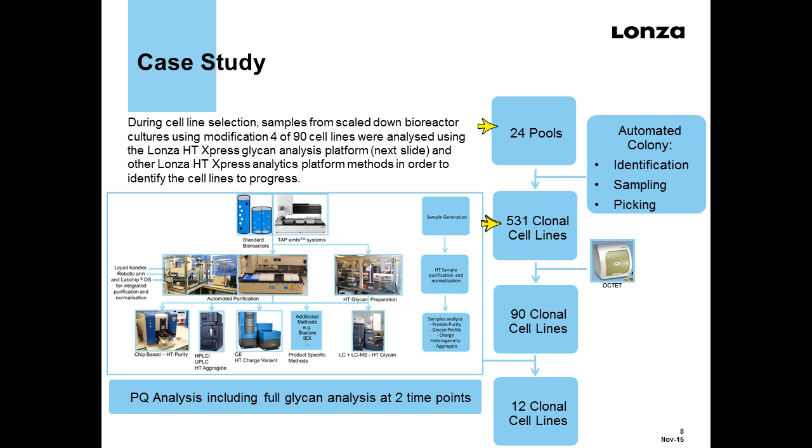including full glycan analysis at 2 time points. That was 180 samples for glycan analysis. After analytical screening, these top 90 clonal cell lines were then run in larger bioreactors to better mimic the final process, and then were evaluated to further differentiate the top 12 clonal cell lines.